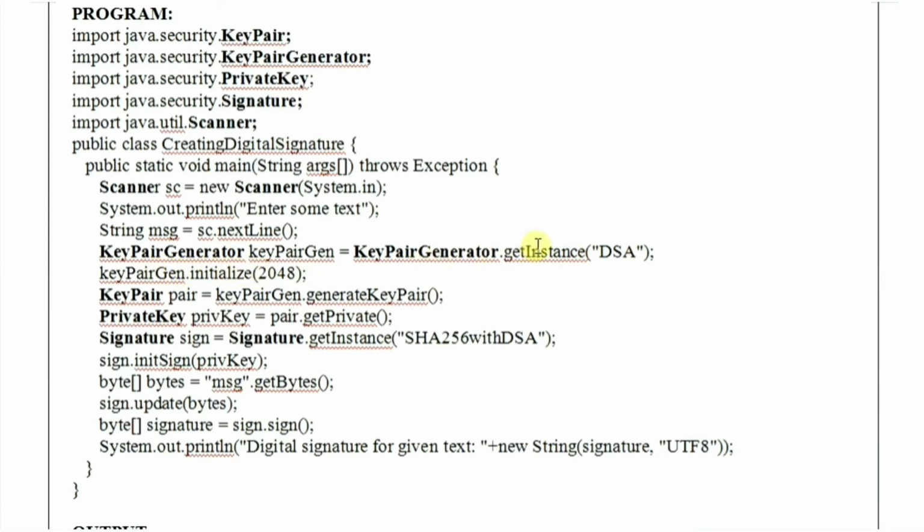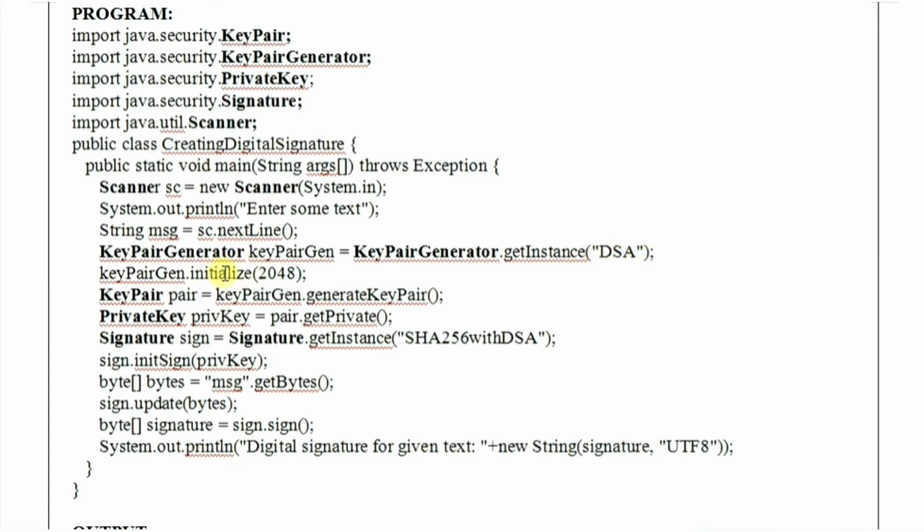So the KeyPairGenerator class provides the getInstance method, which accepts a string variable that represents the required key generating algorithm and returns the key generator object that generates keys. So this line will create a KeyPairGenerator object using the getInstance method.